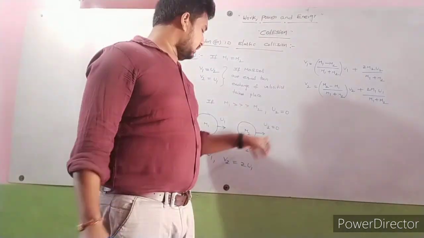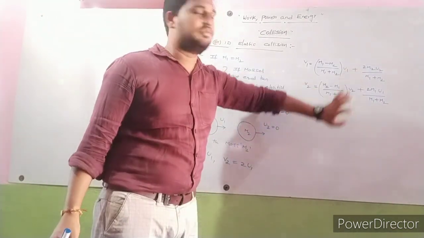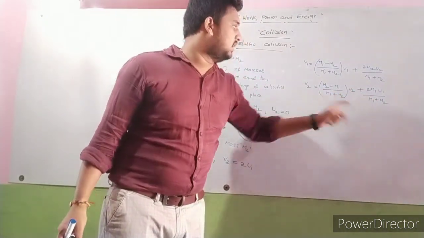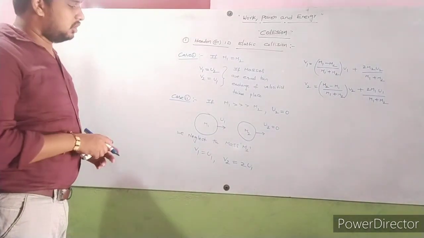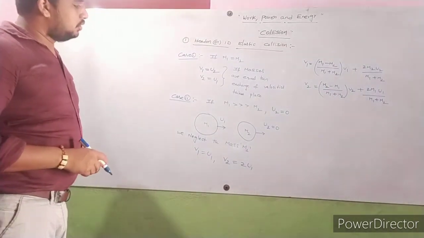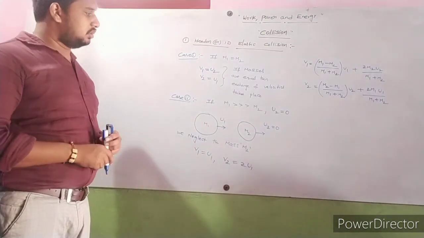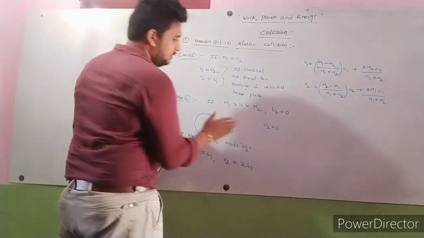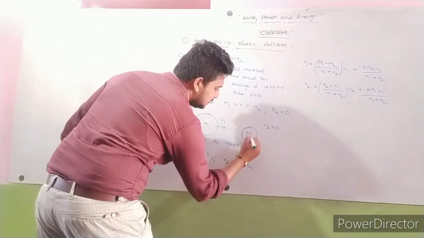How did we get this? Here we neglect m2, and u2 is 0, so that term is equal to 0. Since m2 is neglected, m1 is going to be cancelled, and v2 is equal to 2u1. So finally what we got: v1 is equal to u1, and v2 is equal to 2u1. This mass is a very small mass.